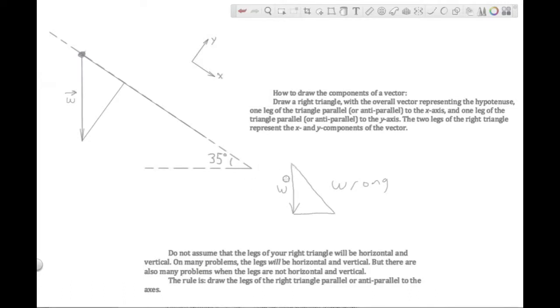You can see this is wrong because the legs of this triangle are not parallel to the axes. Also, you can see this is wrong because remember the overall vector is supposed to represent the hypotenuse. But in this triangle, the overall vector would be a leg, not the hypotenuse. That's another way to see that this is wrong.